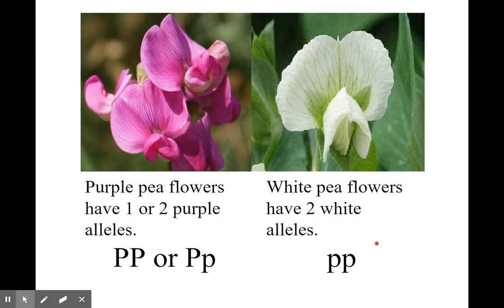Okay, so purple pea flowers can have one or two purple alleles. You can't tell what genes it has or what alleles it has just by looking at it because it's purple. So it can be big P, big P, or it can be big P, little p. They look exactly the same. But white pea flowers all have two white alleles, so they're little p, little p, for sure, because that's the only way. If there's a big P mixed in there, the white gets overpowered and they become purple. So little p, little p only is white.